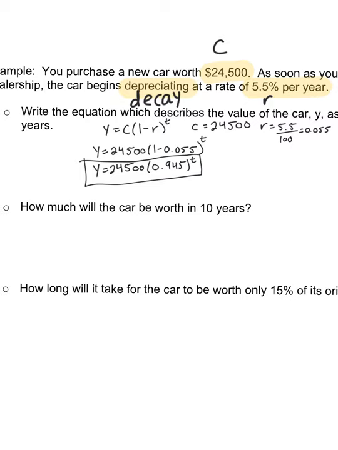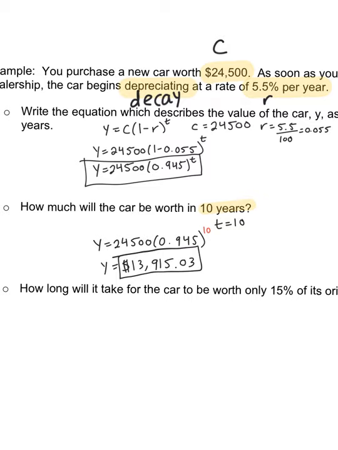So the next question says, how much will the car be worth in 10 years? So that 10 years is giving me that time is equal to 10. So I'm just going to take my equation, and instead of writing a T, I'm going to substitute that T with 10. If you put that into your calculator, you're going to get 13,915.03. And since we're talking about the worth of a car, this would be in dollars. So that is our answer for that part.